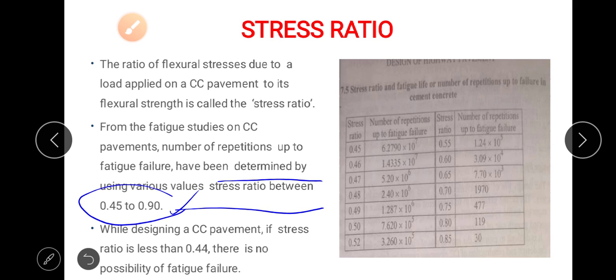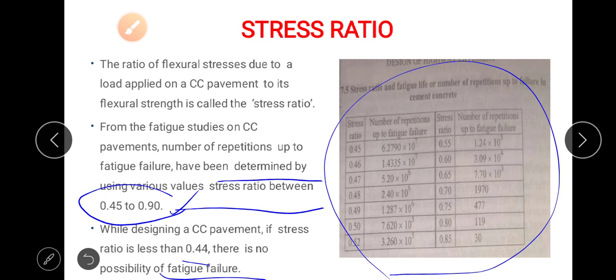While designing a cement concrete pavement, if the stress ratio is less than 0.44, there is no possibility of fatigue failure. That we have to take care of. So this table shows the different values.